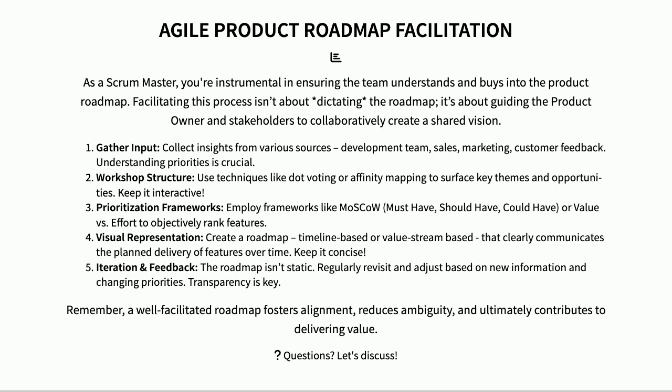Then, use techniques like dot voting or affinity mapping to really surface those key priorities. Don't forget to apply prioritization frameworks like MoSCoW to help make objective decisions about what gets built first. Finally, create a clear visual roadmap, a timeline or something that shows the planned delivery of features over time, and remember that this isn't set in stone. It needs regular revisiting and adjustments based on new information.